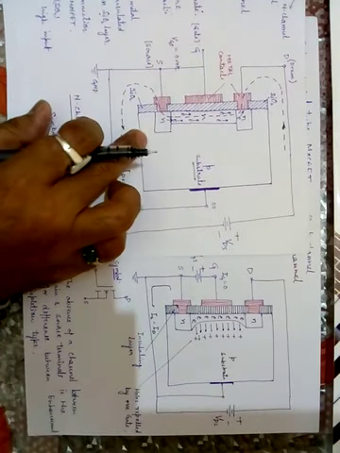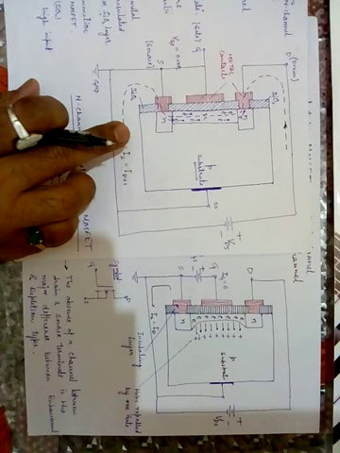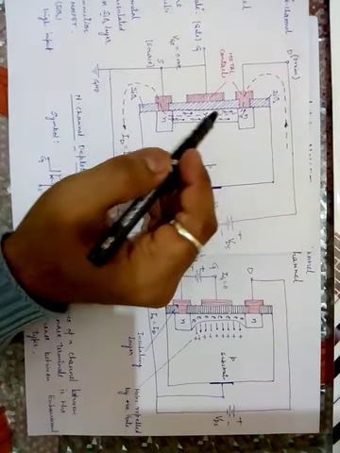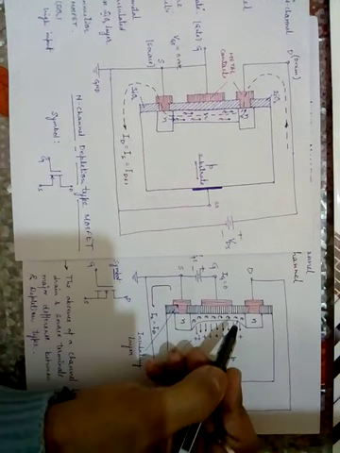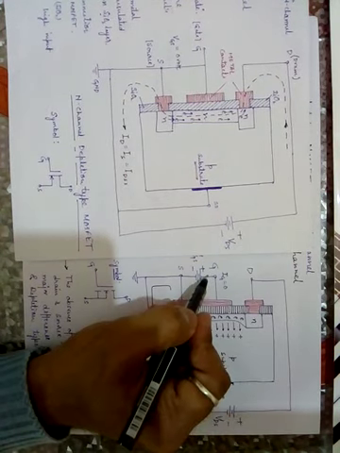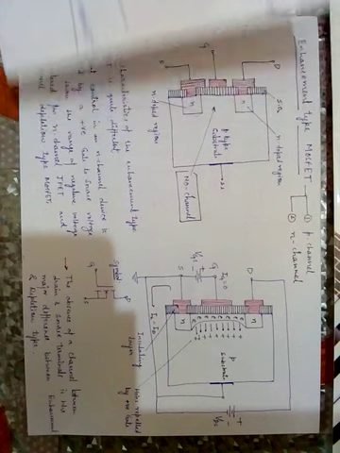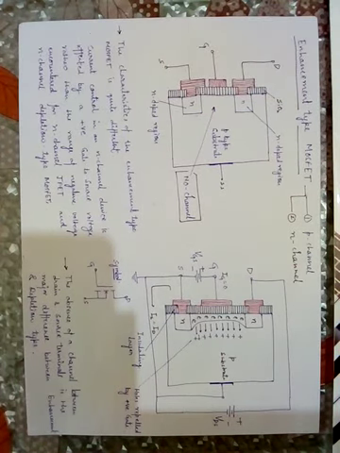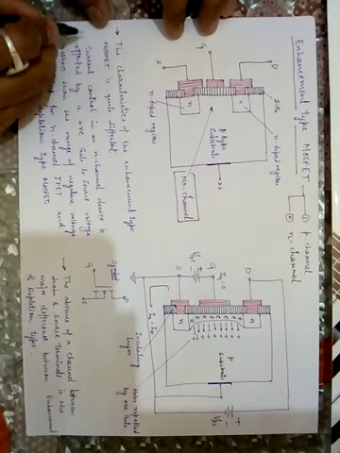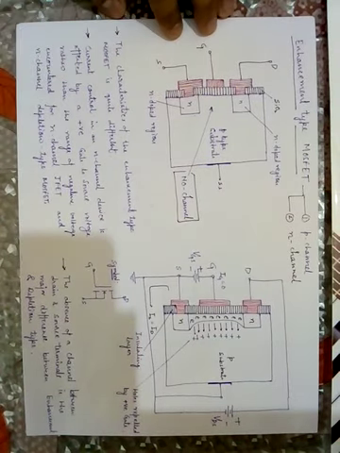But what is the difference between this and this? In depletion type, the channel was already there. But in enhancement type, we have created a channel with the help of gate voltage. That is the most important point. So if I would like to write the comment for this, this is the most important point for me.